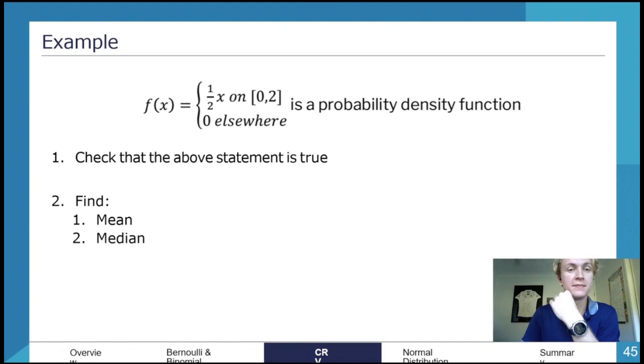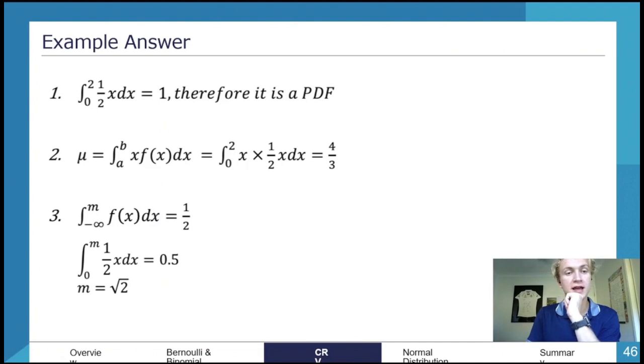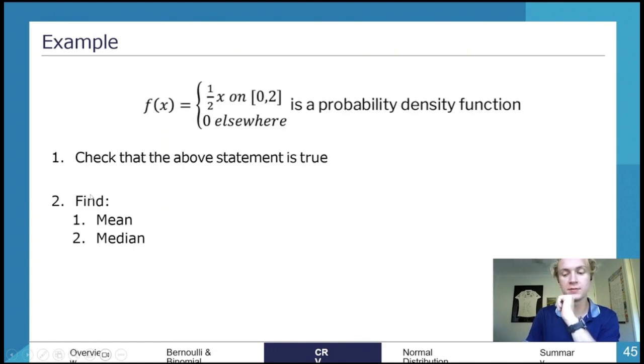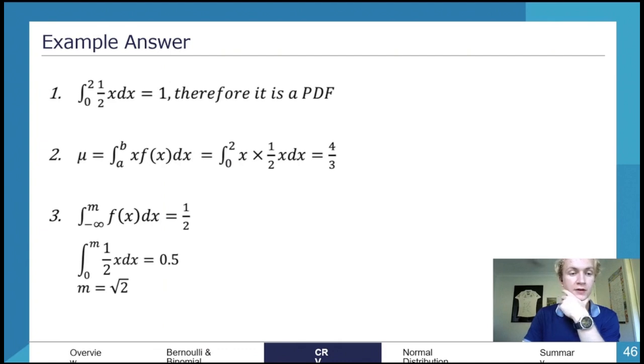Question 2 asks us to find the mean. Now, for the mean, don't worry about it, just go straight to the formula book. What you'll find is that we have to multiply by x and integrate between 0 and 2. So, yep, here's the formula here. Between a and b, x times f of x dx, so the integral from 0 to 2 of x times half x dx equals 4/3. Perfect. Question 3, we now have to use the median. So let m equal the median would be the first line of working.